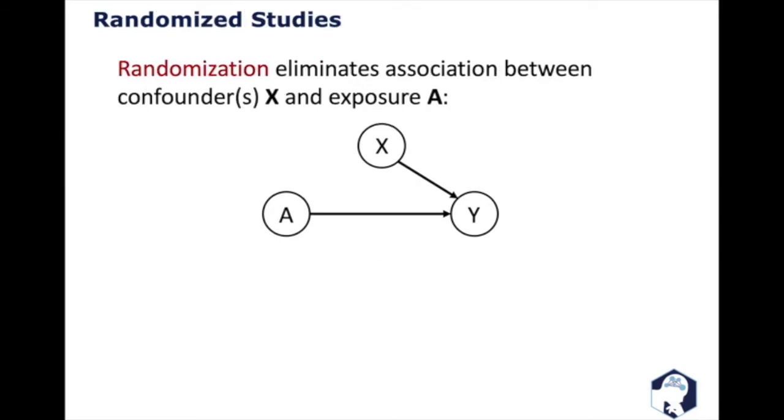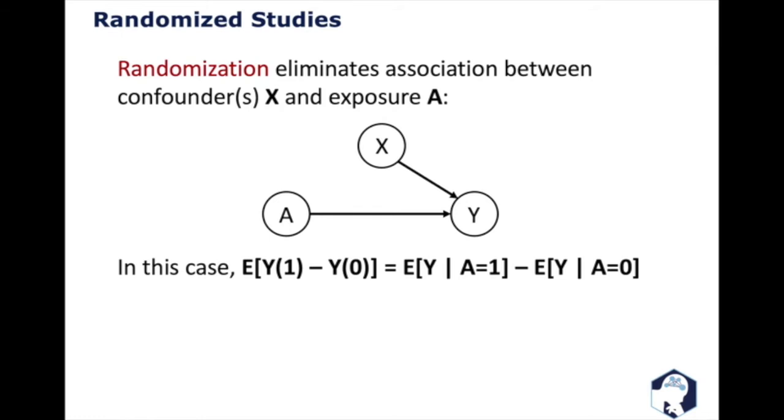The reason why randomized controlled studies are the gold standard for causal inference is that randomization eliminates the association between the confounders X and the exposure A. So we no longer have this arrow from X to A, and we therefore don't have any confounding of the A-Y relationship. And so in this case, we do have that our average causal effect is equal to the difference in the conditional expectations that are restricted to the subpopulations defined by the given treatment.